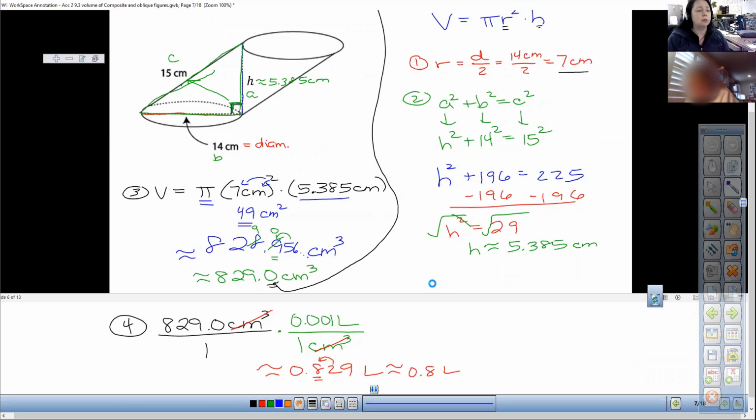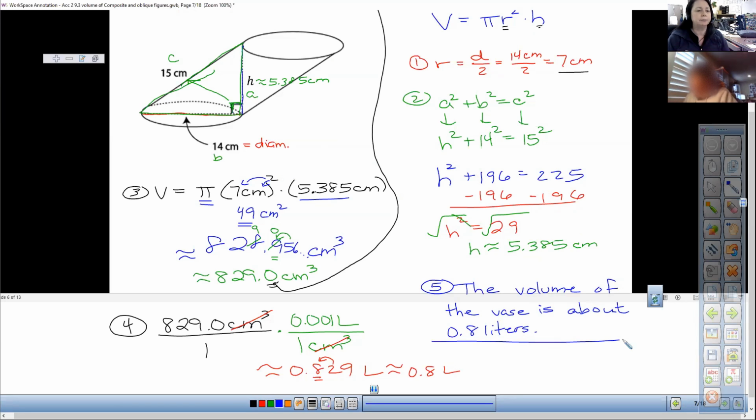So now I can write my conclusion. The volume of the vase is about 0.8 liters. Here I'm going to spell it out just for clarity. All right.